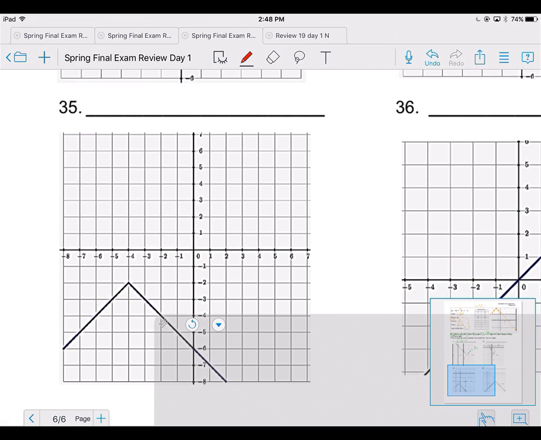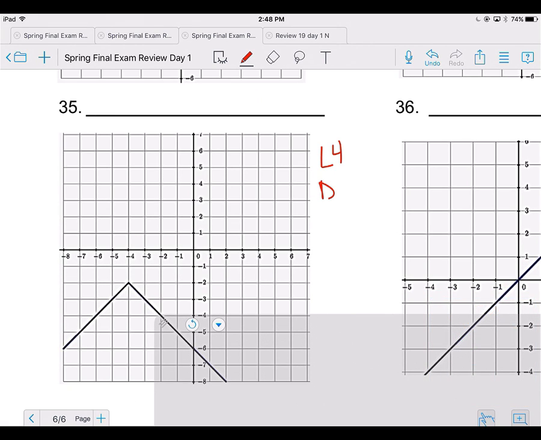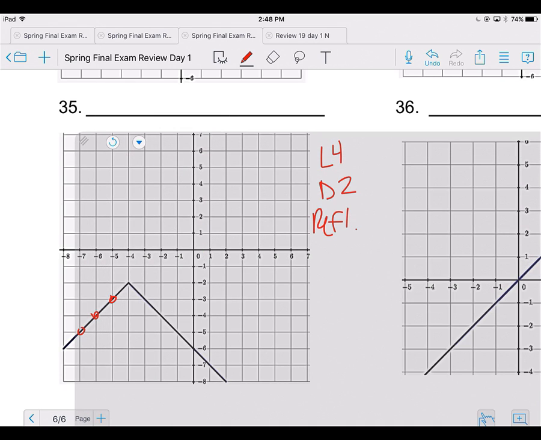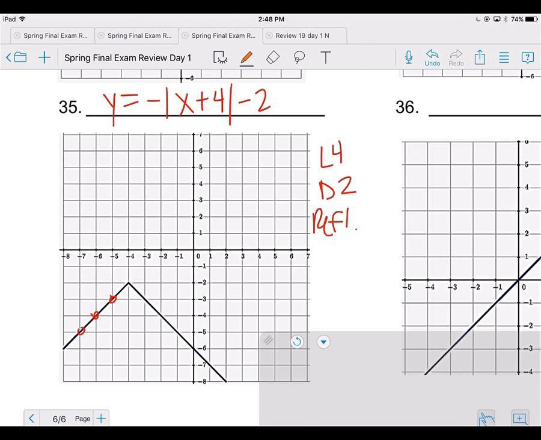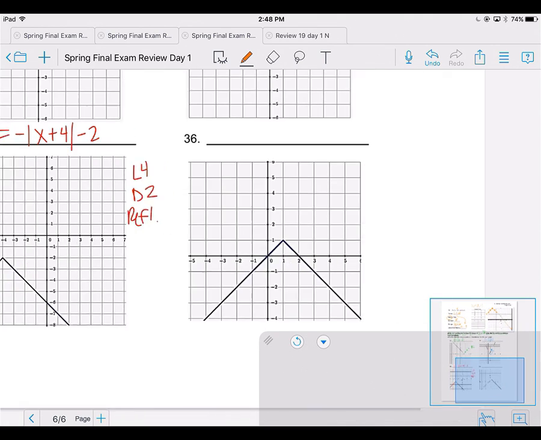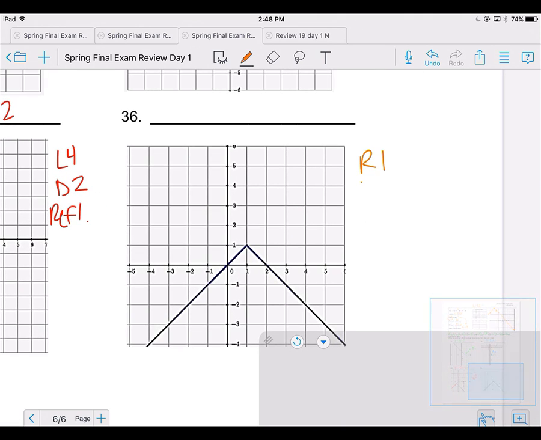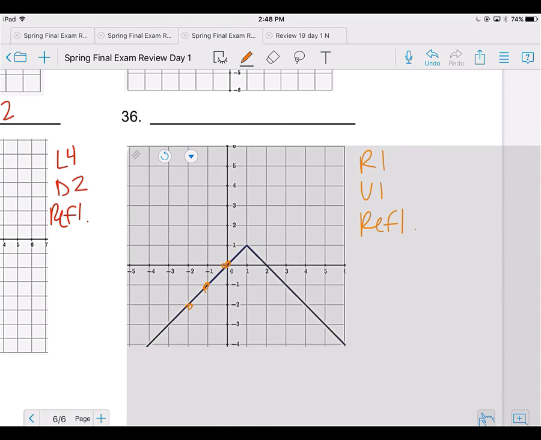35 moves to the left 4, down 2 and goes 1, 1, 1, but also reflects. So I need a negative in front to reflect. Left is a positive 4, and down would be a minus 2 instead of a plus 2. And then 36, we go right 1, up 1, reflect, and we go 1, 1, 1, so there is no number in front. So negative to reflect, x minus 1 inside the absolute value to go right 1, and then a plus 1 to go up 1.